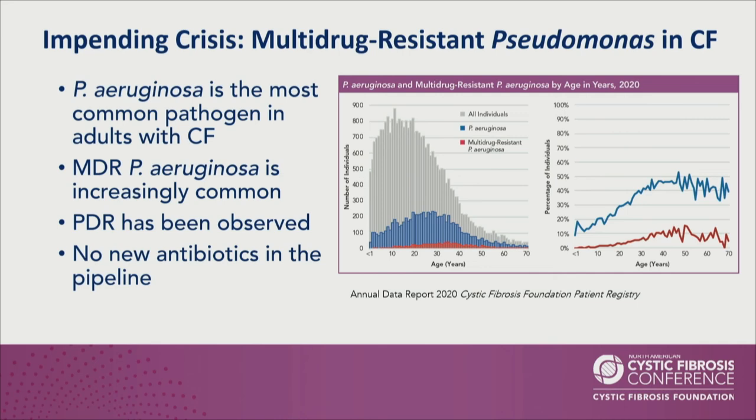It was really helpful. We know that Pseudomonas is one of the most prevalent pathogens, and it is the most common pathogen in the sputum of adults with cystic fibrosis. It's increasingly multi-drug resistant, and pan-drug resistant Pseudomonas is being observed. And there are essentially no new antibiotics in the pipeline. So we need to think of some other novel treatments to address this issue.